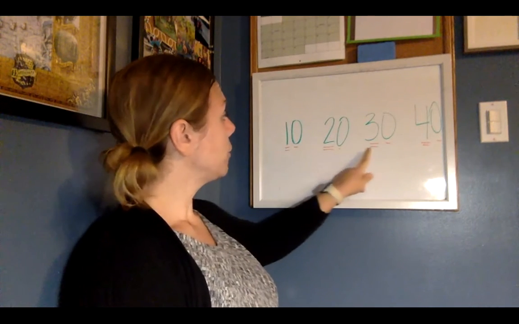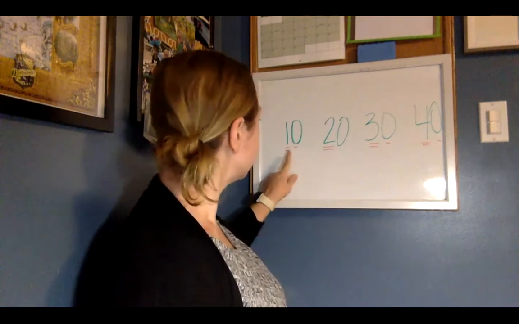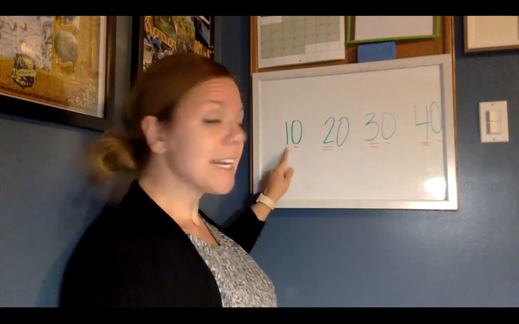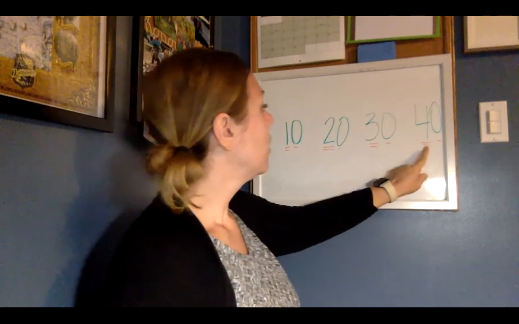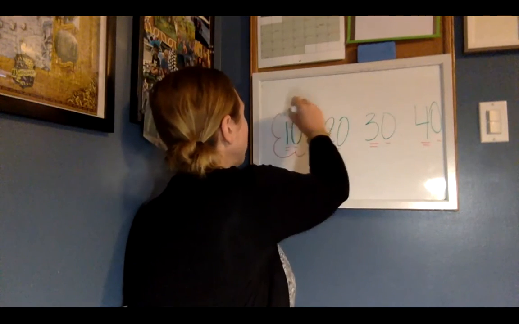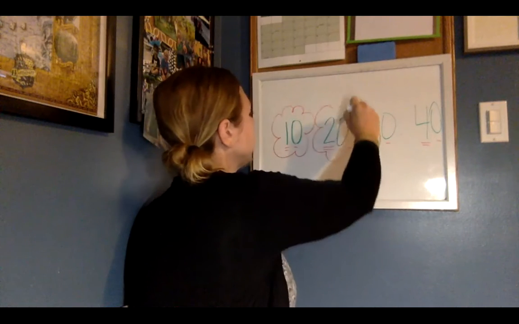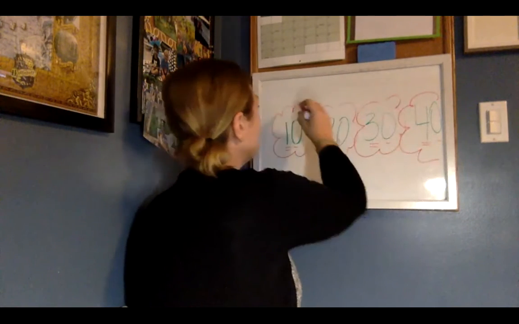1, 2, 3, 4. That's right, when we're counting by tens, we can take the first digit and count by ones. 1, 2, 3, 4. But we're not counting by ones. We are counting by big groups of 10. And we're hopping by 10 as we go.